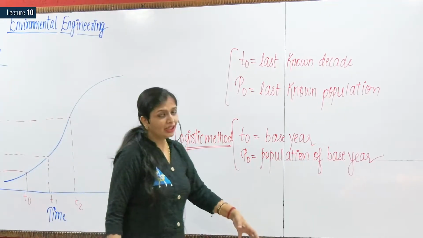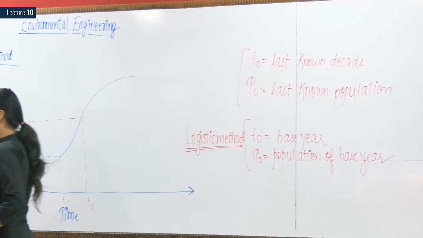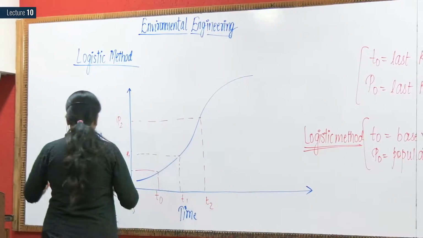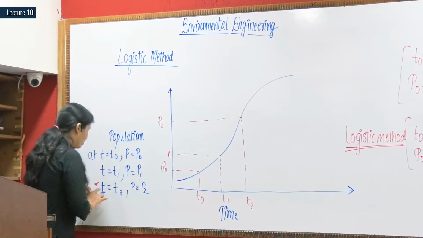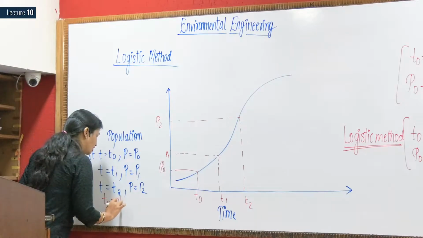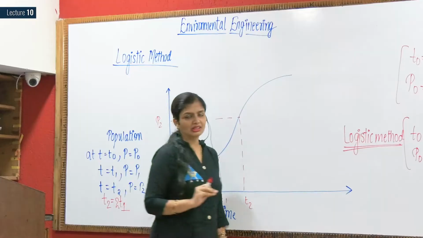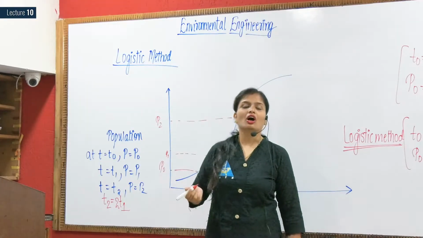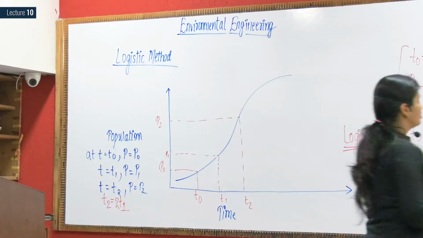Now, you also have to understand when you will be able to apply this logistic method. You will be able to apply it when T2 is twice of T1. That means you can apply the logistic method when time T2 is twice of T1. Now, how can you know that T2 is twice of T1? I will give you an example.